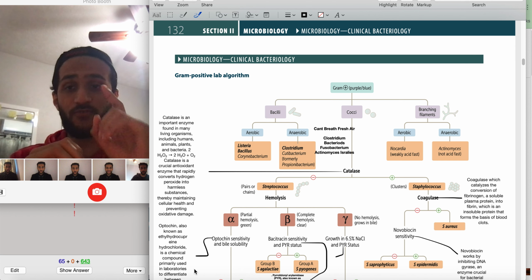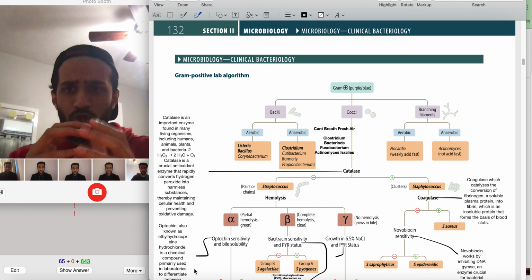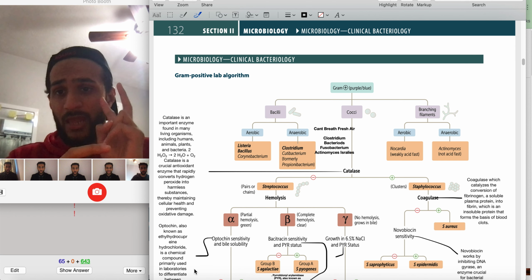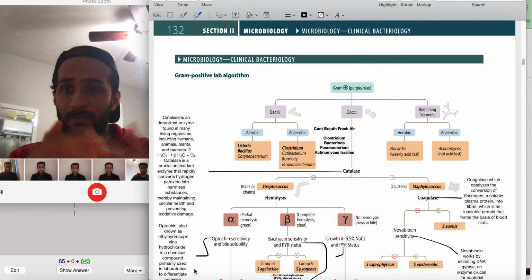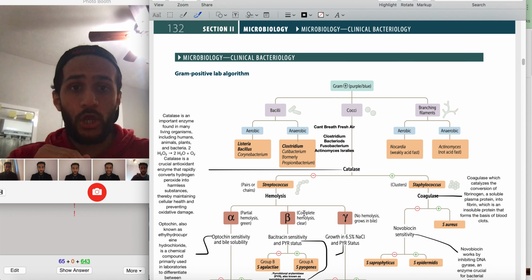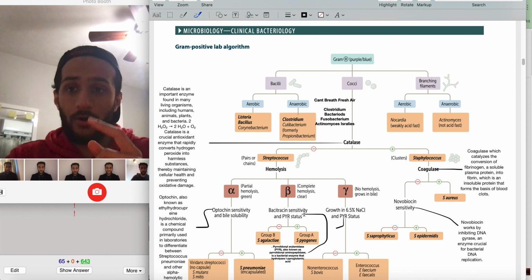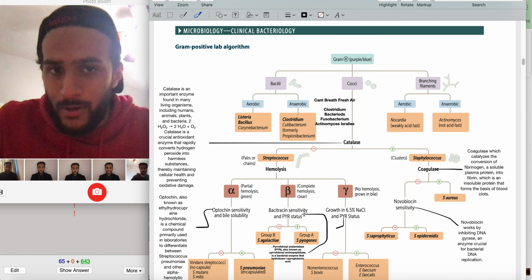This is for microbiology for the Step 1. And this is going to be really basic principles, so it's really applicable for Step 2 CK and also for Step 3. It's really basic principles, and it's from the First Aid book. So we have here gram positive. Recall, guys, gram positive will stain purple, blue.